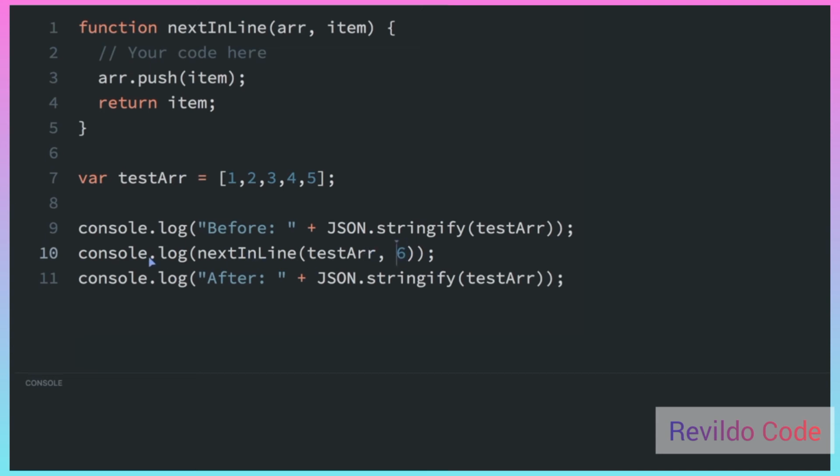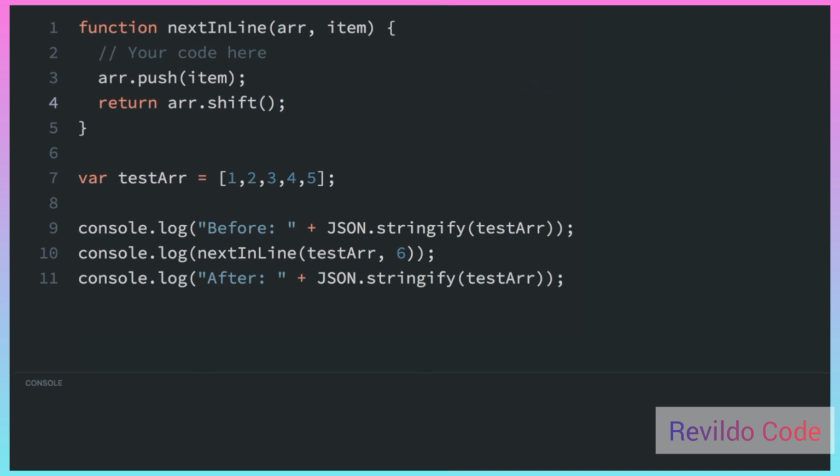Now we want to return the first item on the list. We want to remove and return this item so that when we console.log here, it should show the number 1. So instead of returning item, I'm going to return arr.shift. That's what shift does. Shift removes the first item and returns that first item.